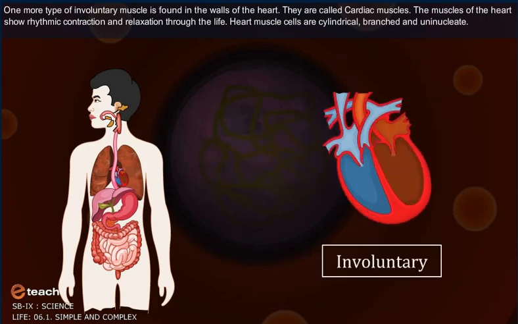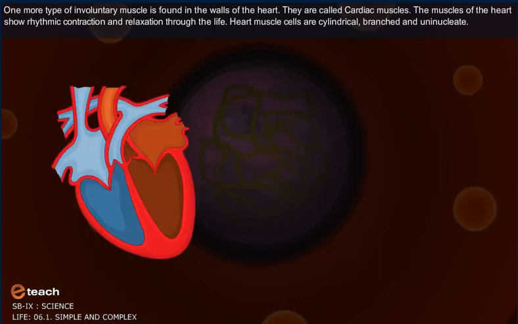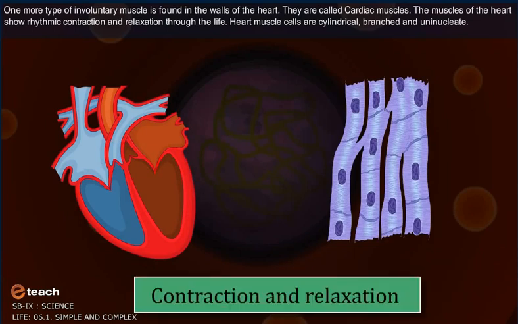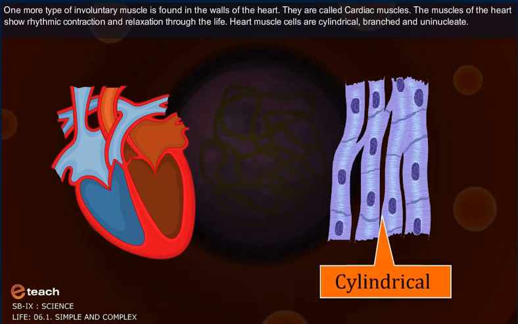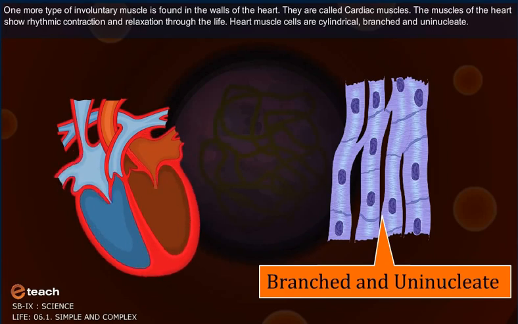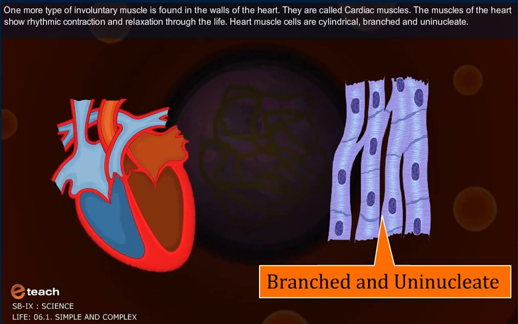One more type of involuntary muscle is found in the walls of the heart. They are called cardiac muscles. The muscles of the heart show rhythmic contraction and relaxation throughout life. Heart muscle cells are cylindrical, branched and uninucleate.